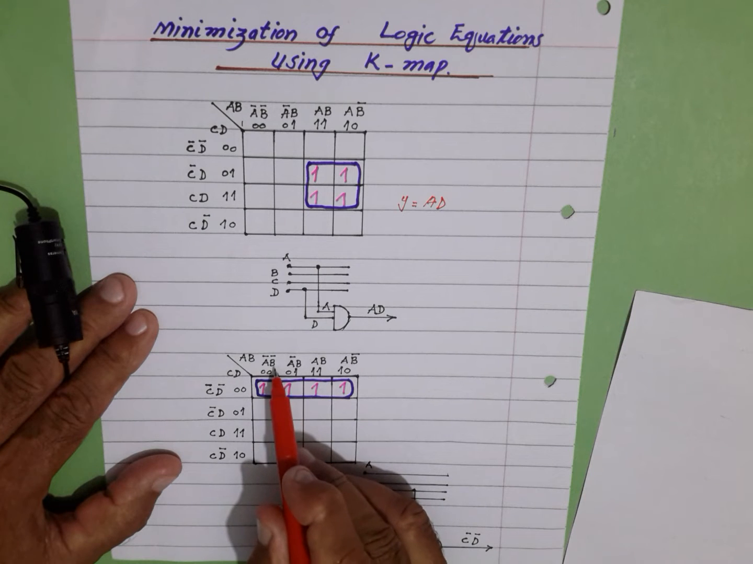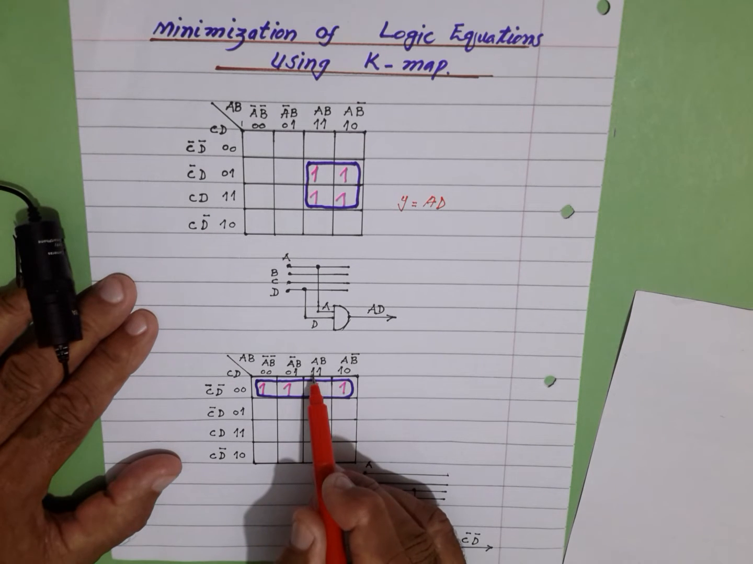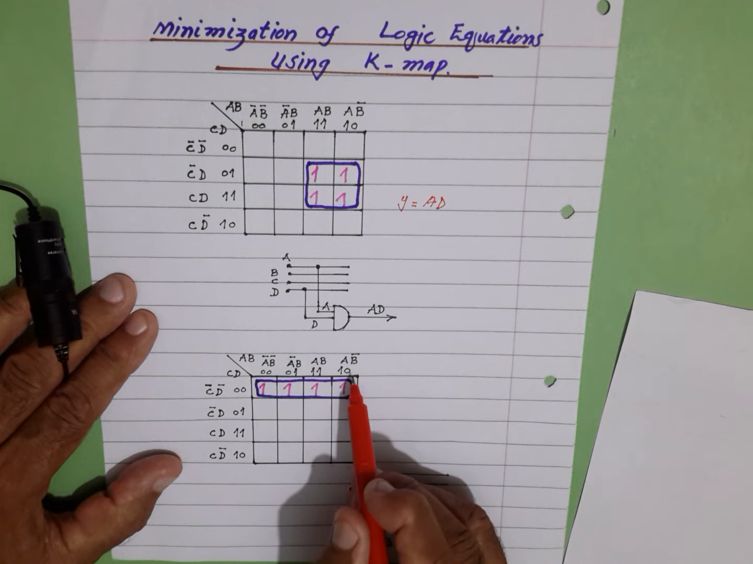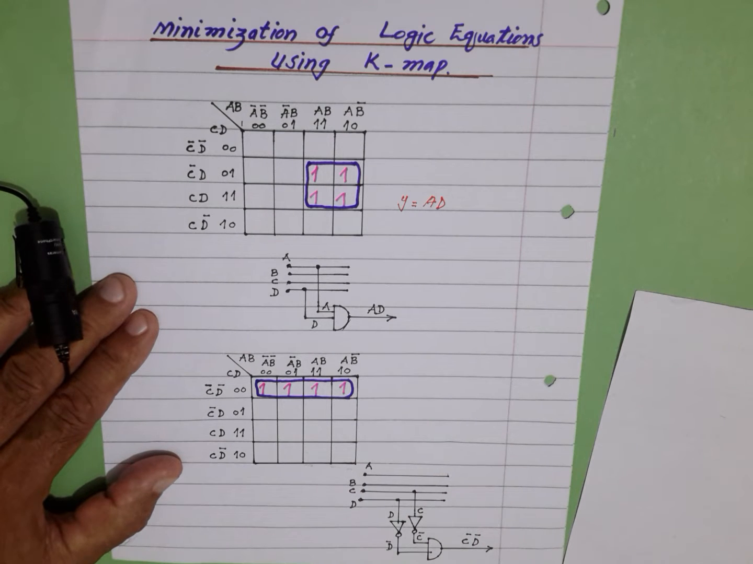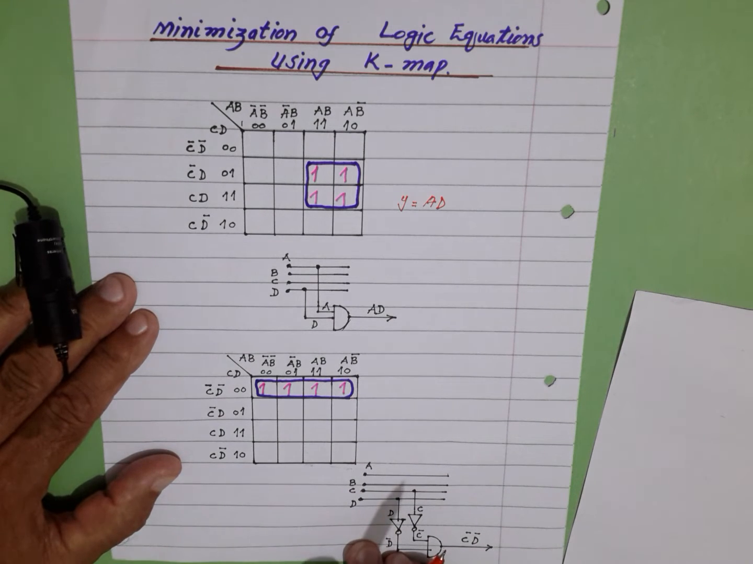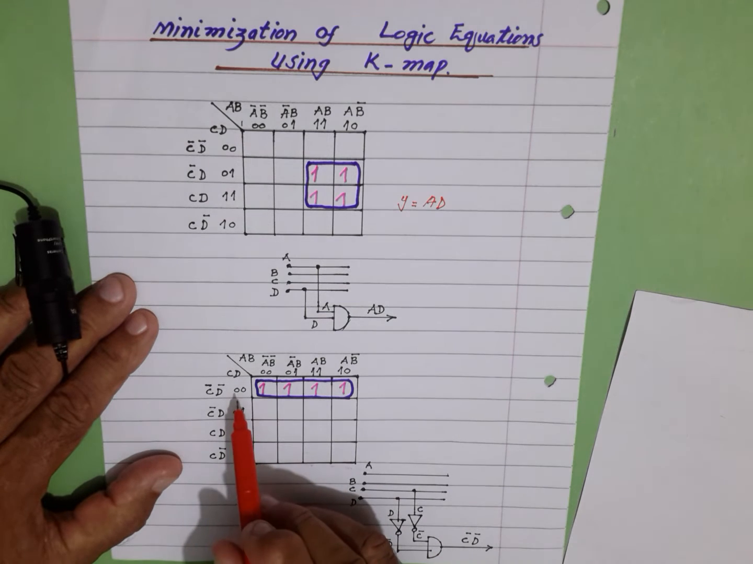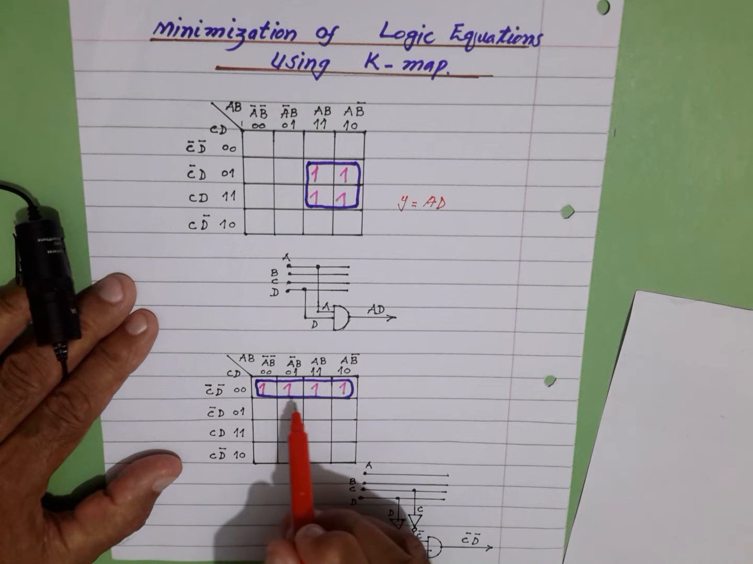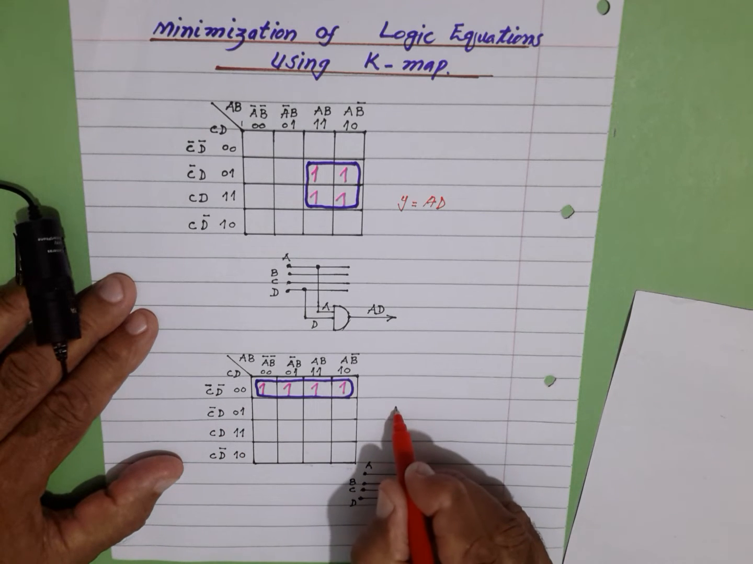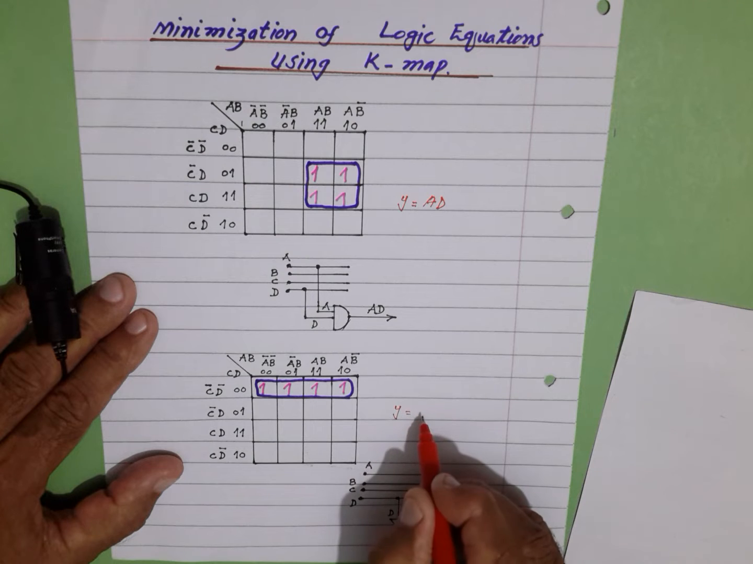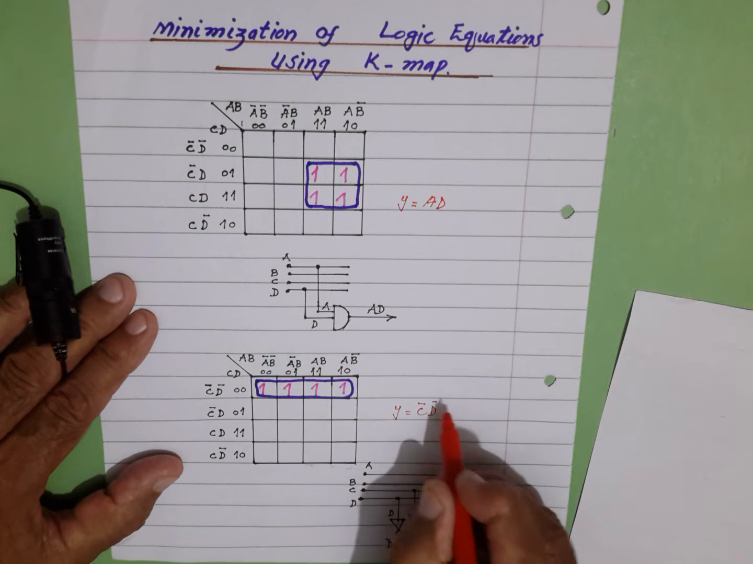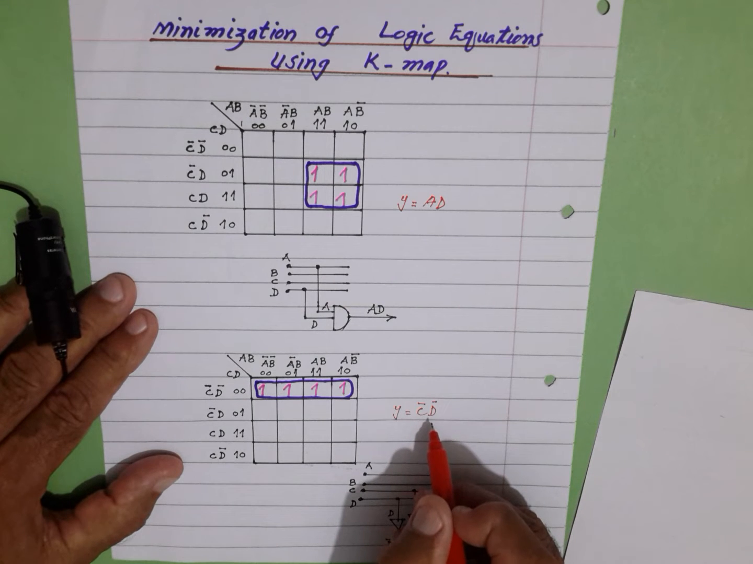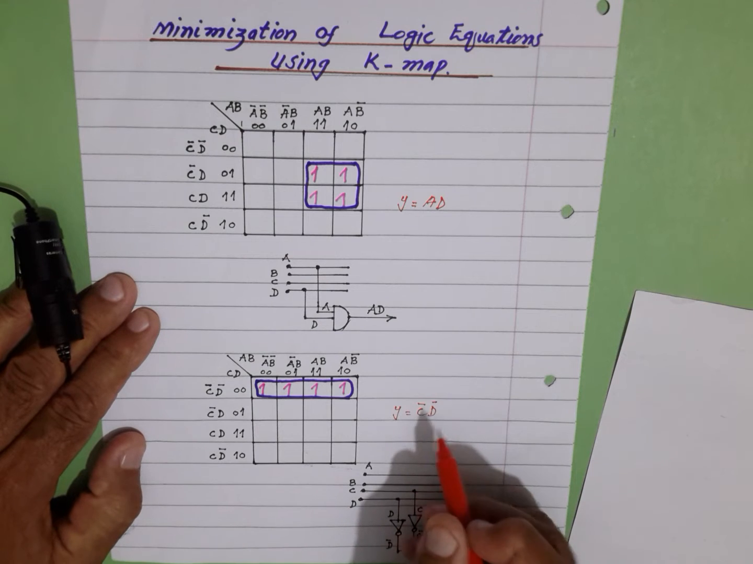B is changing. From here to here A is changing. From here to here B is changing. In vertical columns, A, B are continuously changing. But when we look horizontally, that is rows, we see that C bar D bar is constant. Therefore, we will write y function is equal to C bar D bar, means we need two inverters and one AND gate, that is the logic circuit.